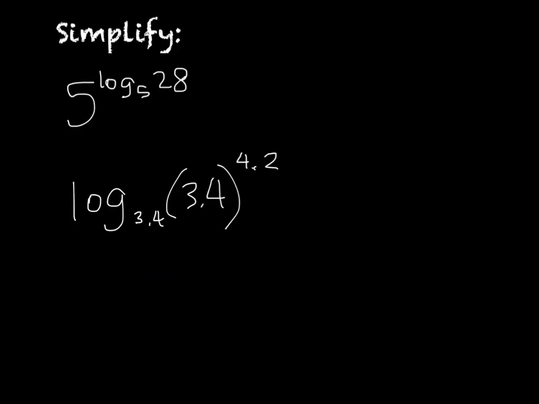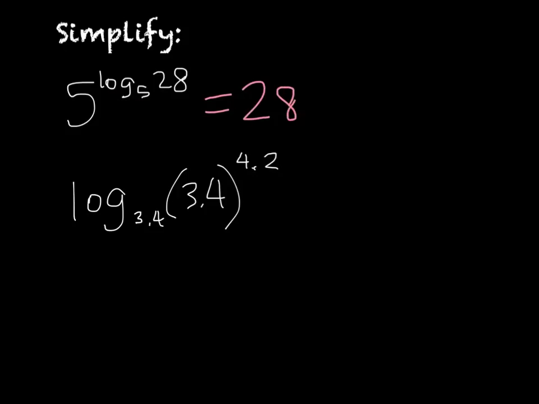Simplify. 5 to the power of log base 5 of 28. So this part is asking, 5 to the power of what is 28? And then we want to take that number and raise 5 to it. So in the end, by the inverse rule of logs, we'll end up with just 28.